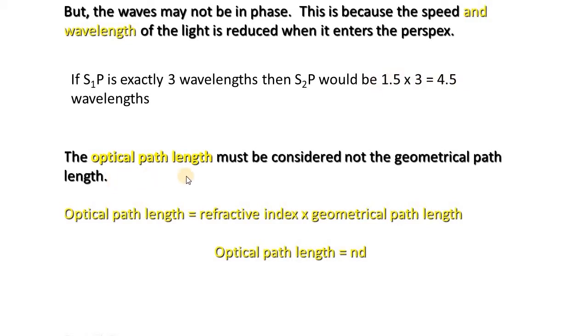So optical path length must not be considered equivalent to the geometrical path length. What is the connection between both? Optical path length is refractive index into geometrical path length, or optical path length is equal to n, the refractive index, into d, the geometrical path length. This is what we have studied in our chapter on Fermat's principle. I am just brushing up your knowledge, and in dealing with all the theory of interference by division of amplitude, we need this optical path difference.